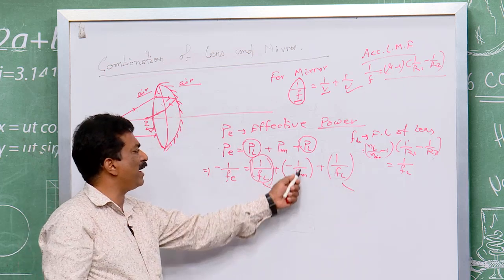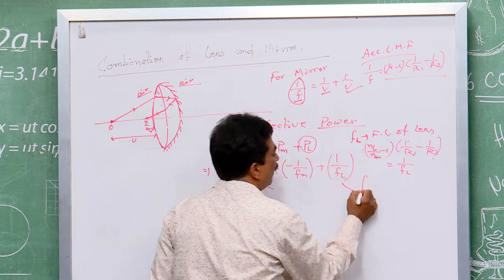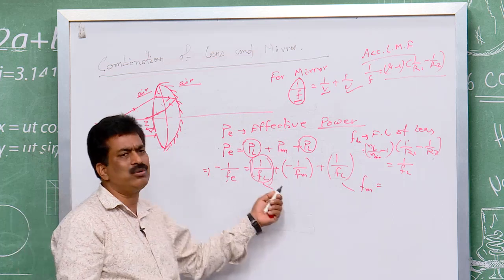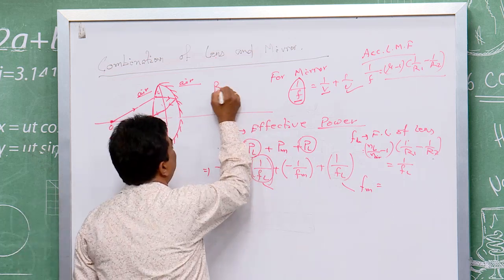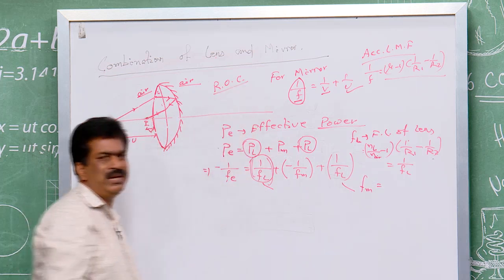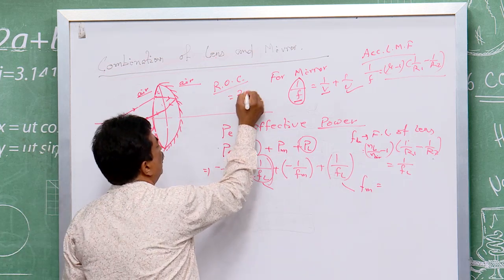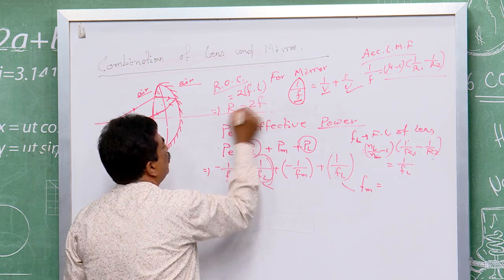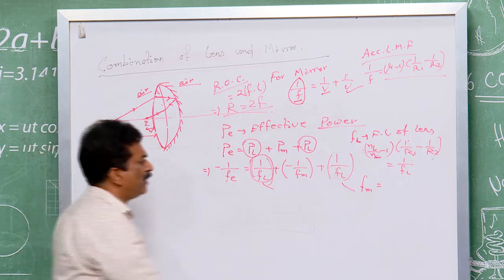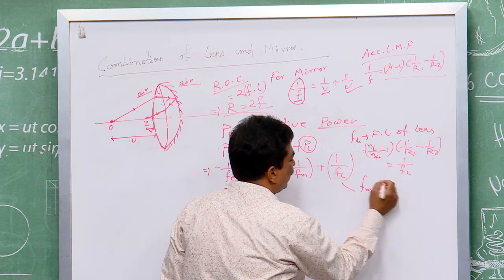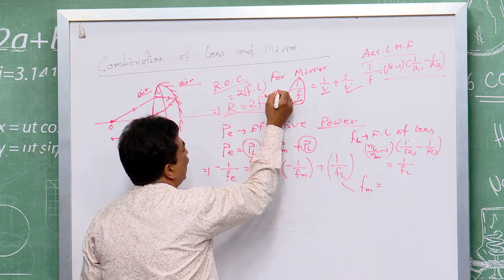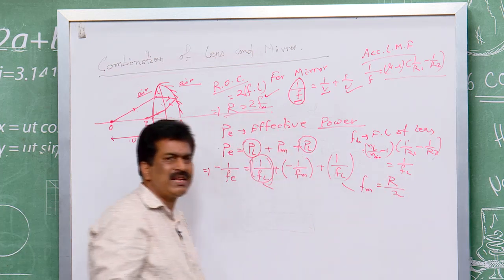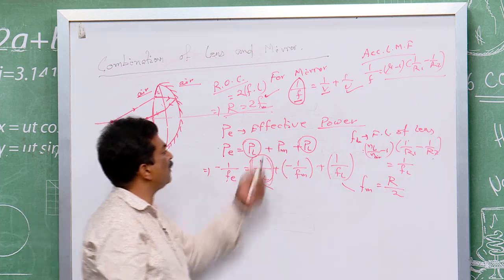Next, it is equal to minus 1 by FM. So how will you calculate the value of FM? Students, in the earlier two classes, you came to know that the radius of curvature, ROC, is equal to twice the focal length, meaning R is equal to 2F. This you know. So when R is equal to 2F, FM, the focal length, is equal to R by 2. R is what? Radius of curvature. Radius of curvature of which one?